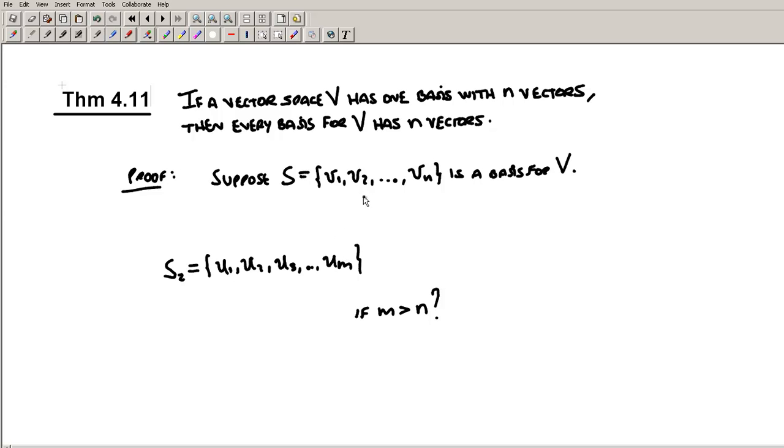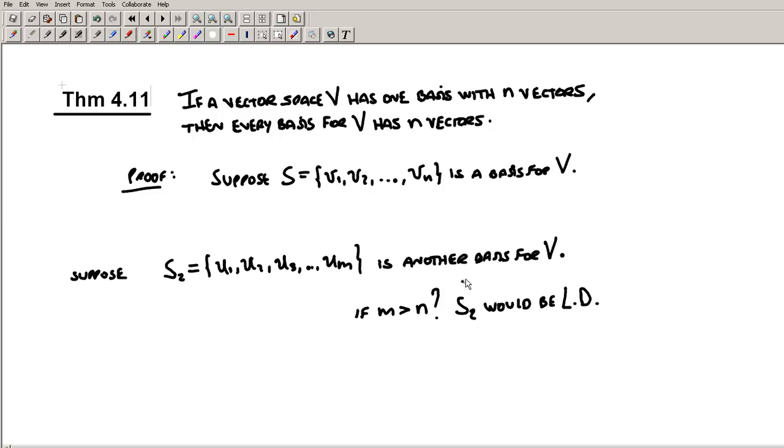Well, if I have more vectors, then there's a theorem that we studied before that says that if I have more vectors than the number of vectors in the basis, then those vectors are linearly dependent. So this contradicts. If I say that this has more vectors than S, then S2 would be linearly dependent, but that's impossible because this is a basis. Okay, I forgot to say here, suppose S2 is another basis for V. So if m is greater than n, S2 would be linearly dependent. That's impossible because we know that the vectors in a basis need to be linearly independent.